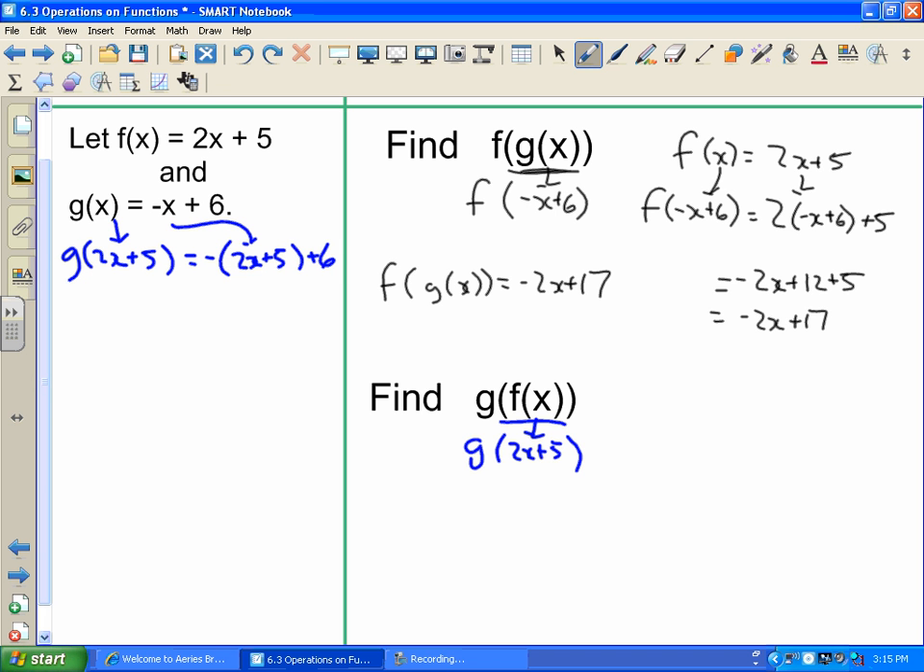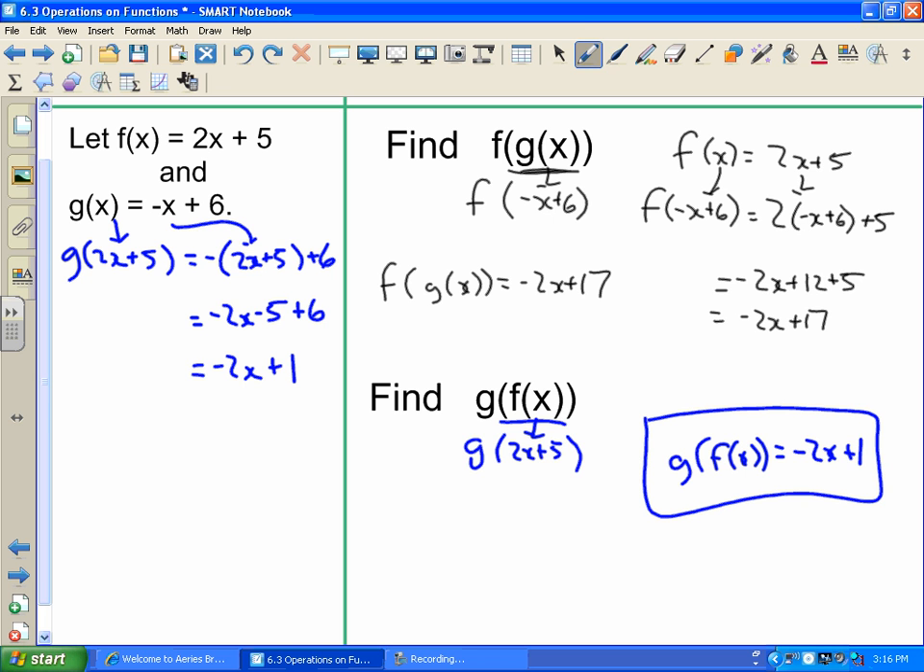When we're doing composite functions, we don't work the left-hand side. We only work the right-hand side. I'm going to distribute that negative through. That's negative 2x minus 5 plus 6. Negative 2x plus 1. So g of f of x is going to equal negative 2x plus 1. Function inside of a function.